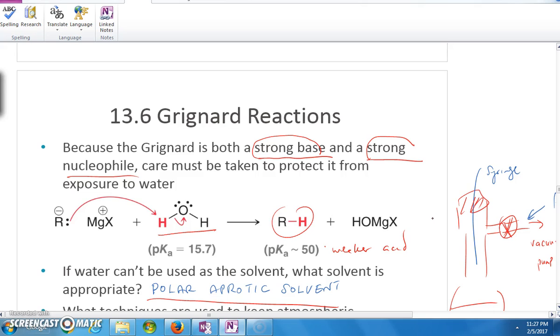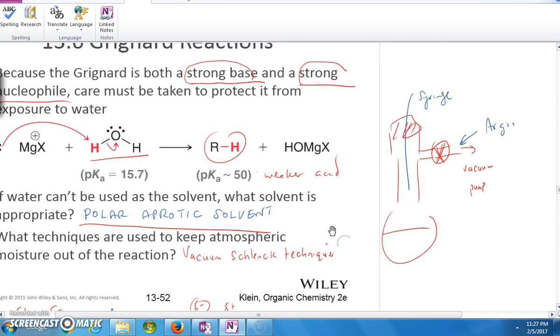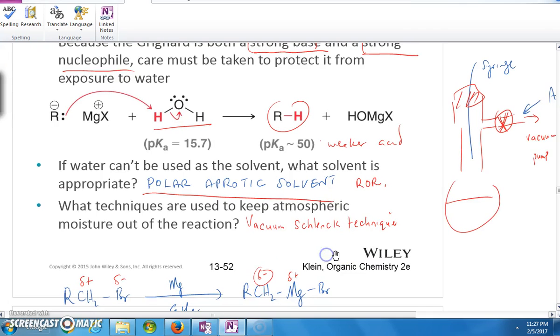And so water cannot be used as a solvent; the best solvent to use will be a polar aprotic solvent. We learned about polar aprotic solvents when we were looking at SN2 reactions. Polar aprotic solvents include things like ethers, right? Ethers are great polar aprotic solvents, like diethyl ether or any of the ethers. Now, we also have things like DMSO and DMF. All these are examples of polar aprotic solvents.